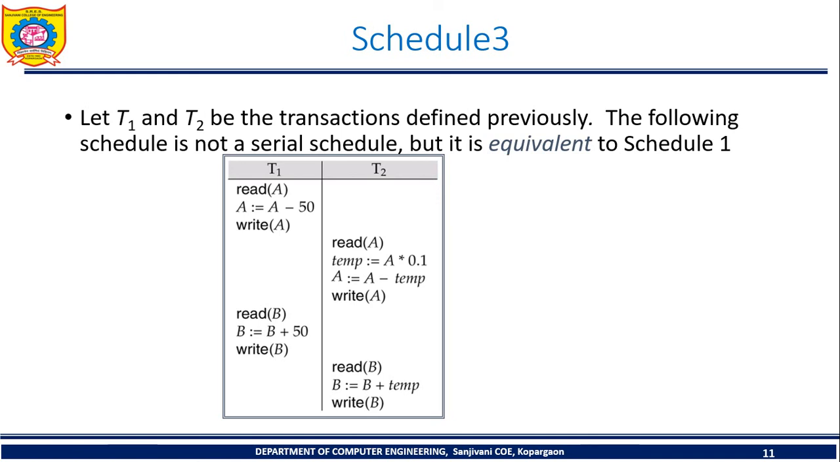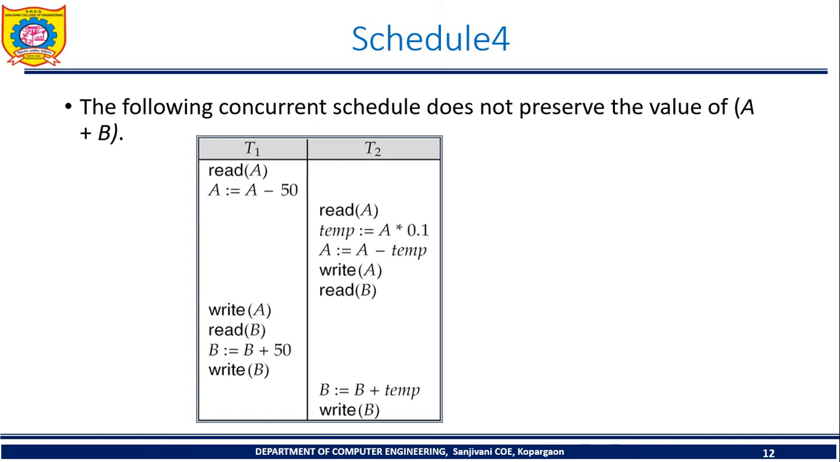This is schedule 3. Schedule 4. The following concurrent schedule does not preserve the value of A plus B. In transaction T1, we read the account balance of A, then deduct $50 from account A. It means account A has been partially updated and transaction T1 has partially finished. Then we move towards transaction T2, and after that we move back to transaction T1.